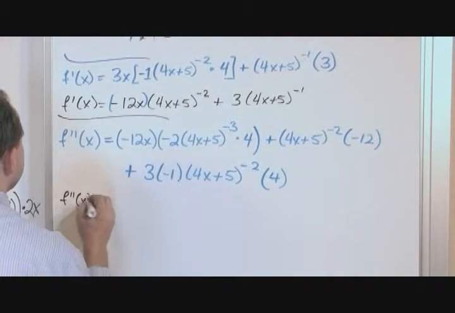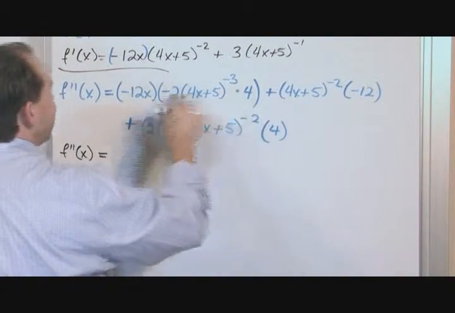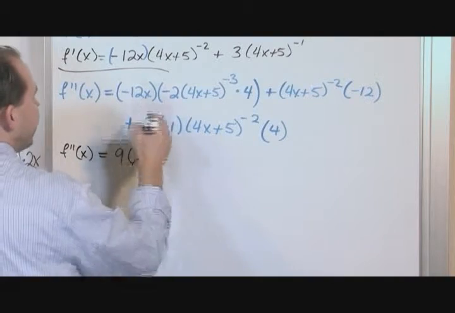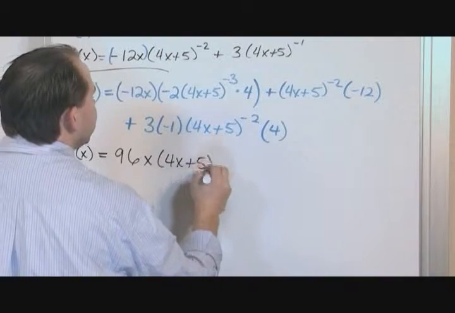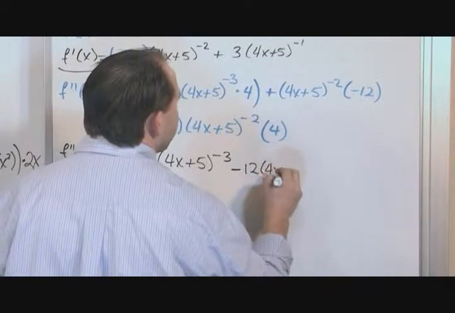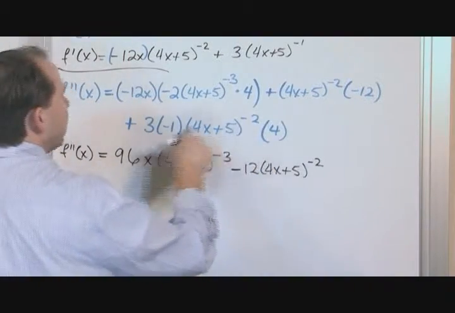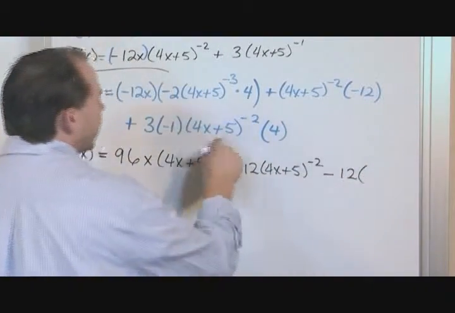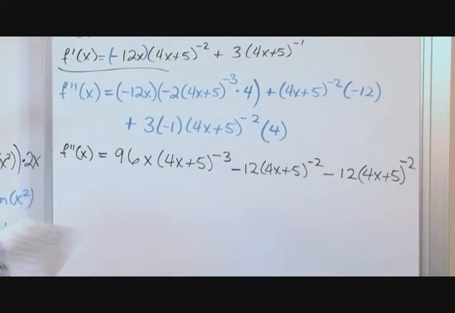f''(x) is equal to. So what we have here is 2 times 4 is 8, 8 times 12 is 96, negative times negative is positive. So we have 96, we do have an x here, and then we have this guy, (4x + 5)^(-3). And then over here we have negative 12, (4x + 5)^(-2). And then here we have 3 times 4 is 12. We have a negative sign, so we'll do this, negative 12, (4x + 5)^(-2).